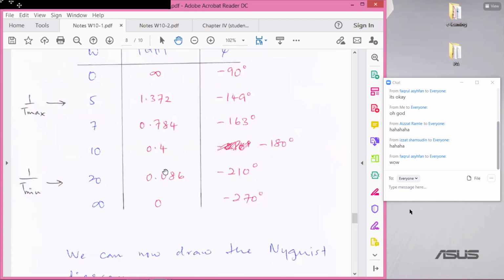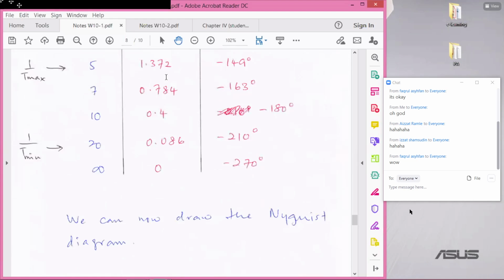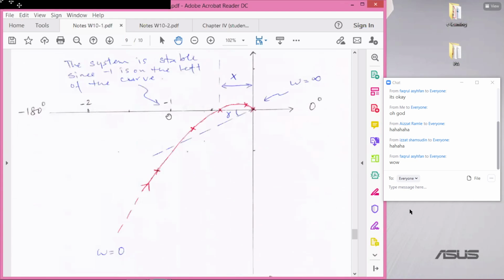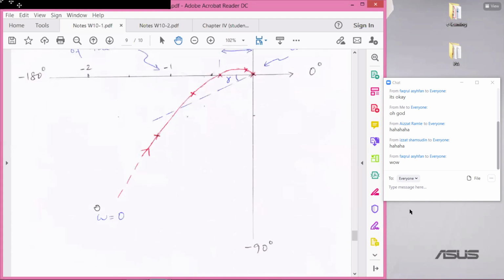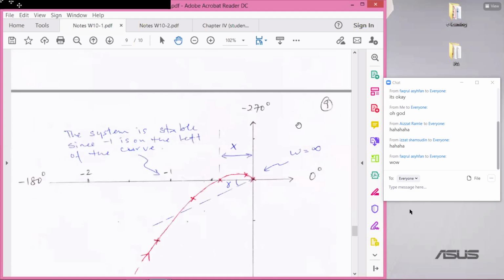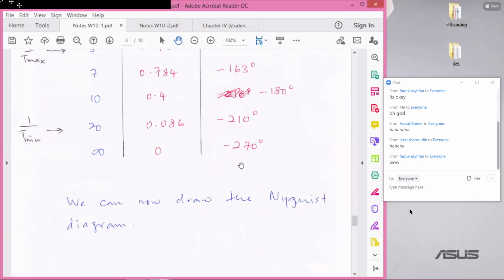So 1, 2, 3, 4, 5 points. For the first point, because the magnitude is infinite, you cannot plot it. So now this becomes your Nyquist diagram, from omega equals 0 to omega equals infinity. When omega is equal to infinity, the magnitude is 0 and the angle is negative 270.